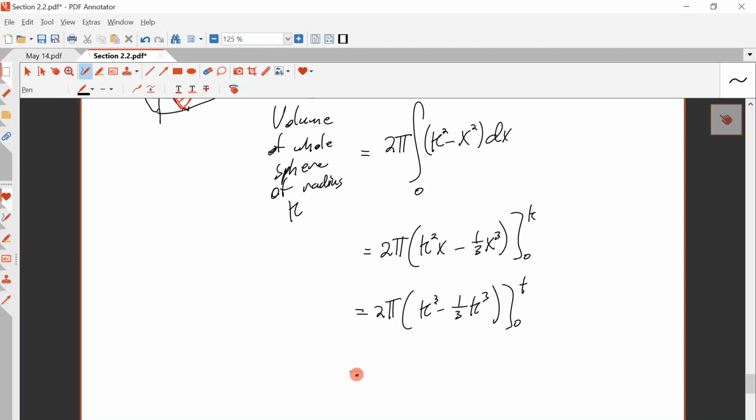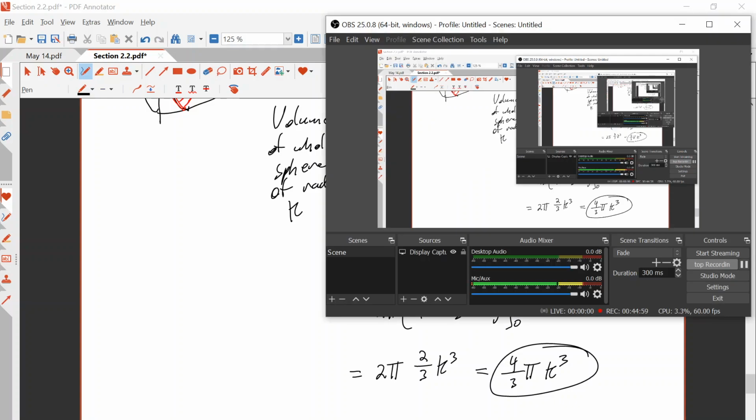From 0 to k, so that's 2 pi times k to the third minus 1/3 k to the third. So that's 2/3 k to the third. So we have 4/3 pi k to the third. So that is the volume of a sphere of radius k. And, you know, perhaps you knew that formula already, but there's a proof that the formula is actually correct. Okay?